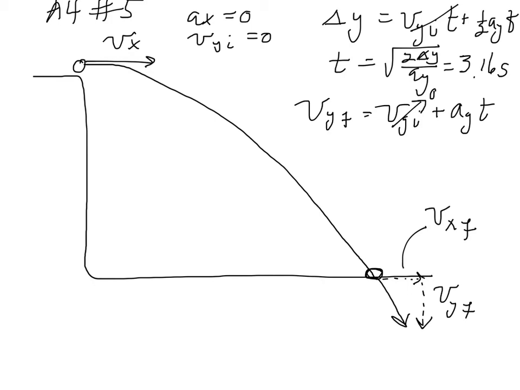So the Vy final is simply 9.8 meters per second squared times the time we just found, 3.16 seconds. That's equal to 30.92 meters per second.